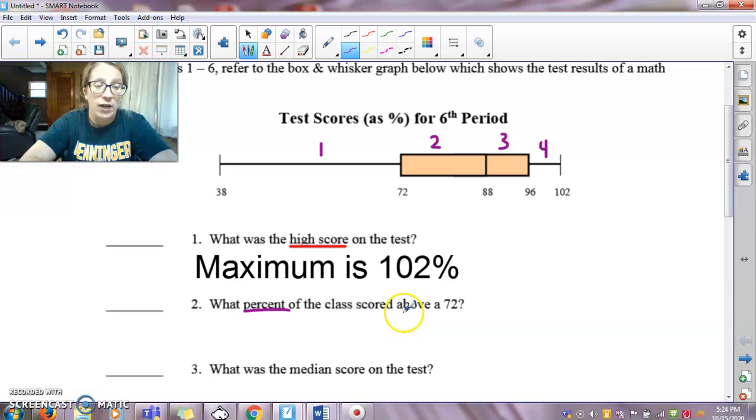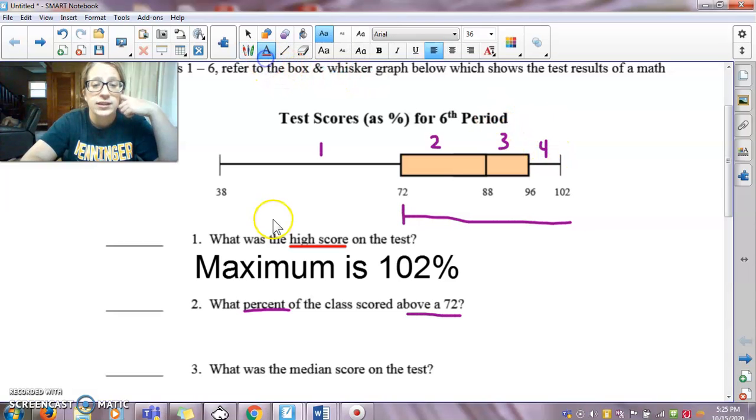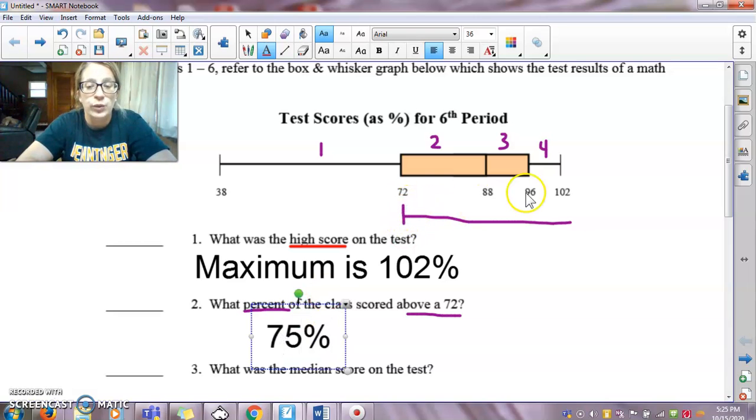So we will figure out how to find the percent by figuring out what the question wants us to focus in on. So question number 2 said above a 72. So if here's 72 and I want to be above it, we need to look at the values that are larger. And so if I look at my tracing, I have touched 1, 2, 3 different quarters. If I ask myself, how many is that? That's 25 plus another 25 plus another 25. And we can say that 75% of the data is from 72 and above.